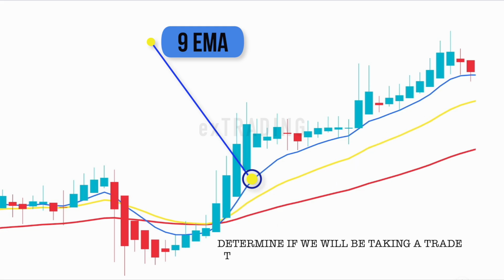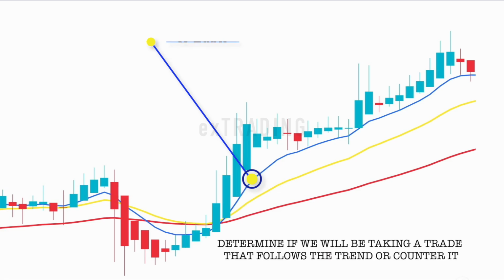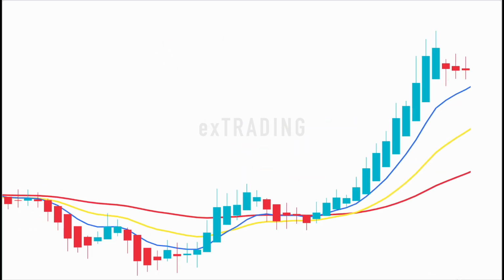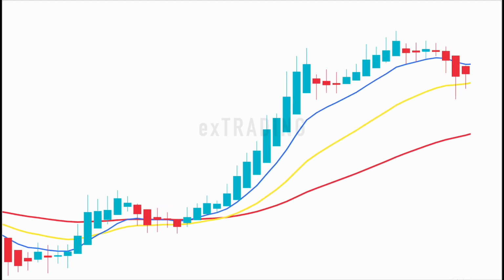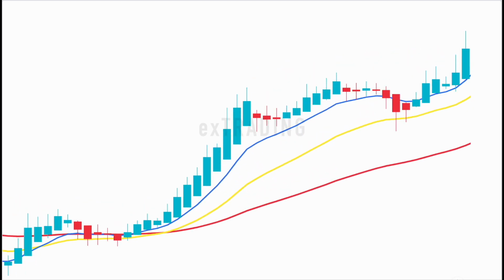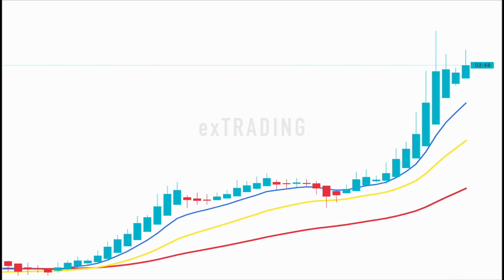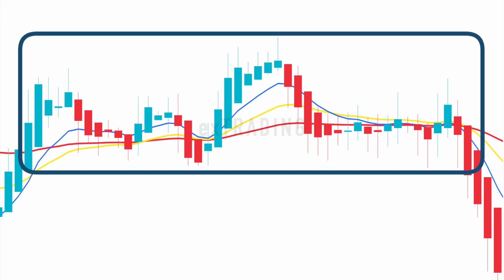From the shorter trend, we can also determine if we will be taking a trade that follows the trend or counter it. The biggest difference if you use 2 or 3 moving averages is that the strategy with 3 moving averages will have a longer-term trend direction. However, keep in mind that because of the lagging disposition of moving averages, the indicator won't be able to pick tops and bottoms quite accurately.